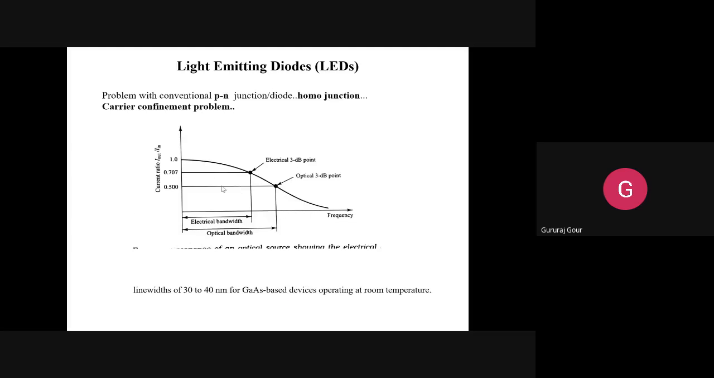This spectral line width, compared to the electrical bandwidth, is called the line width to differentiate the electrical bandwidth from the optical bandwidth. That is known as line width. Another 3 dB it is falling, 0.5, exactly 50%. So the range is from 30 to 40 nanometer for the gallium arsenide devices operating at room temperature. So this is the first point, guys.